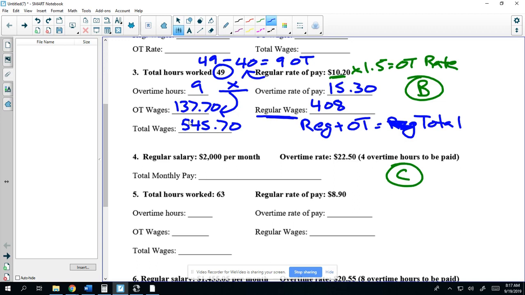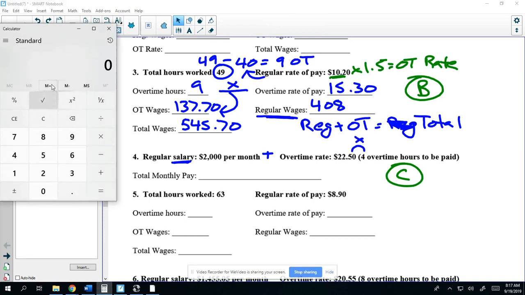With problem type C, we're presented with a monthly salary and some additional overtime pay. Salary, remember, is just a set amount. So we're getting paid a flat amount of $2,000 per month. For this problem, we simply need to calculate the amount of overtime pay that we're due.